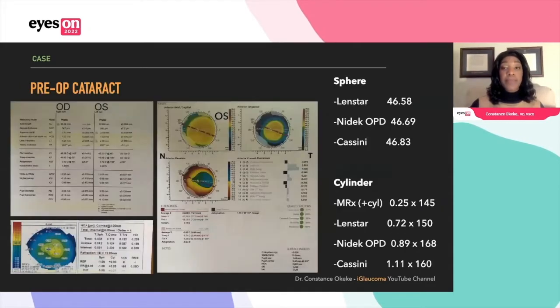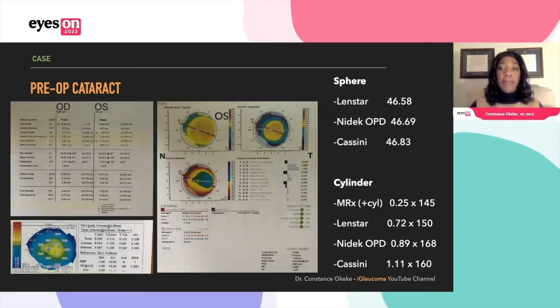In both eyes, on her evaluation, preoperatively, we like to get several different measurements to compare and assess for similarity. So we got a LENSTAR, a NIDEK OPD, and also utilized Cassini to evaluate her spherical measurements as well as her cylinder, and found it to be very consistent.